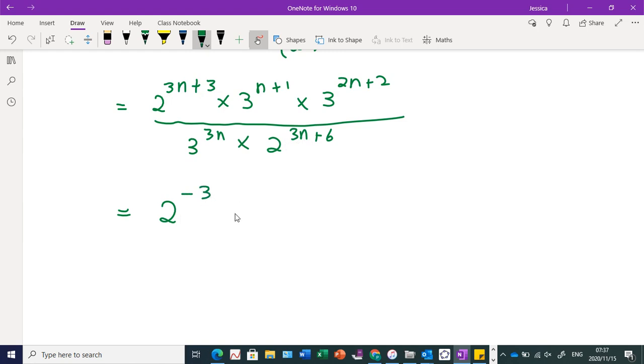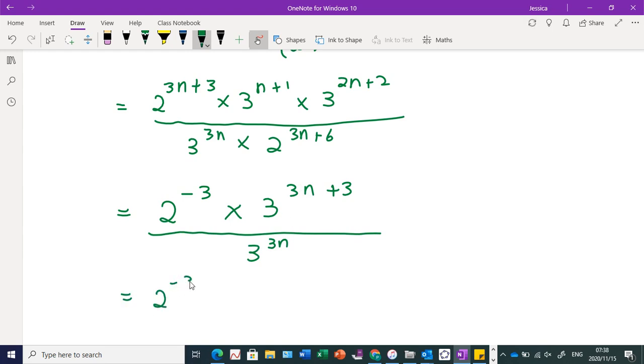On the numerator, I've got 3 to the n plus 2 times 3 to the 2n plus 2. Let's just go slowly here. I'll just do the numerator first. I'm going to get 3 to the 3n plus 3. And on the denominator, I've got 3 to the 3n. Right, now when I divide these, I'm going to subtract the powers. So I'm actually going to end up with 2 to the minus 3 times 3 to the 3.